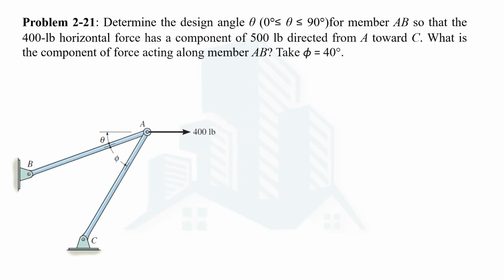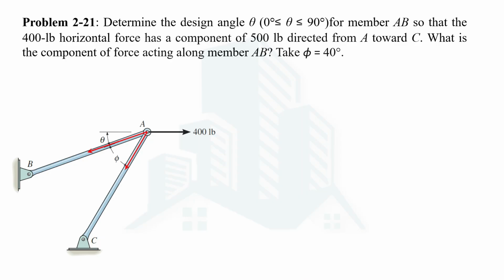It's been given that 500 pounds is directed along A towards C. Since in this problem we are being asked to determine the components of this 400 pounds along the member AB and AC, we are given that the direction of force along AC is from A towards C, like the one which you can see here, but the direction of force along AB is not given. Let's assume that it's from A to B.